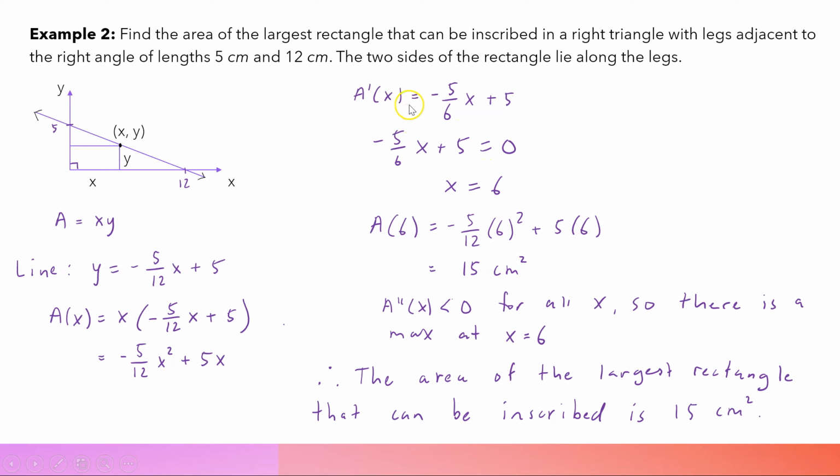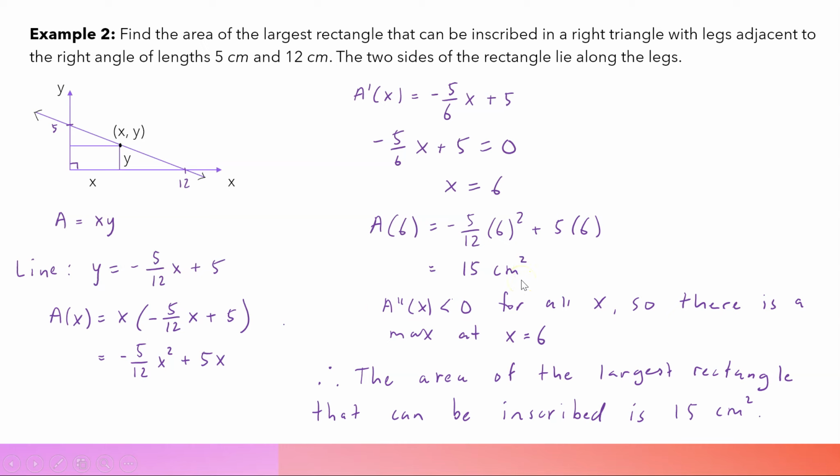So the derivative here for the area function is negative 5 over 6 x plus 5. In order to find this derivative, I just used the power rule. Setting the derivative equal to 0, we end up getting x is equal to 6. Then we were interested in finding the area of the rectangle, so we have to use the area function that we got in terms of x. Substituting 6 into the area function, we end up getting 15 square centimeters.